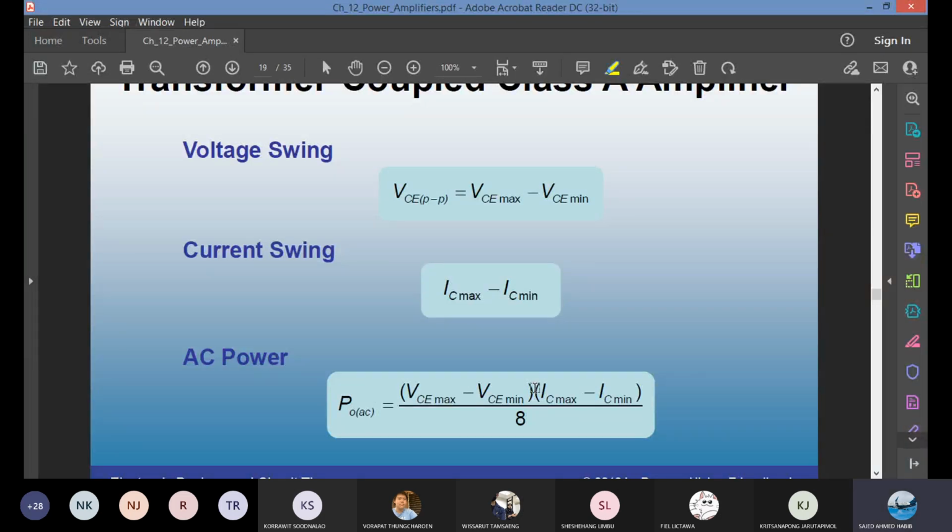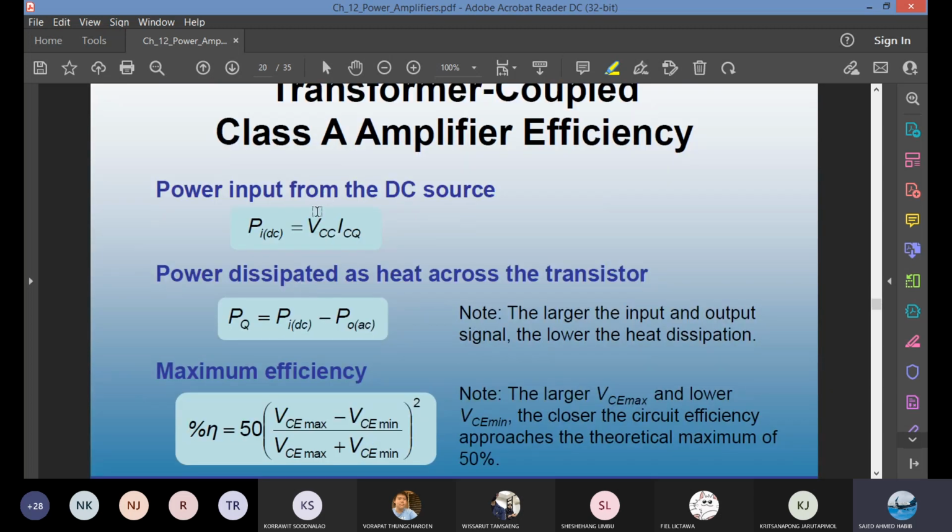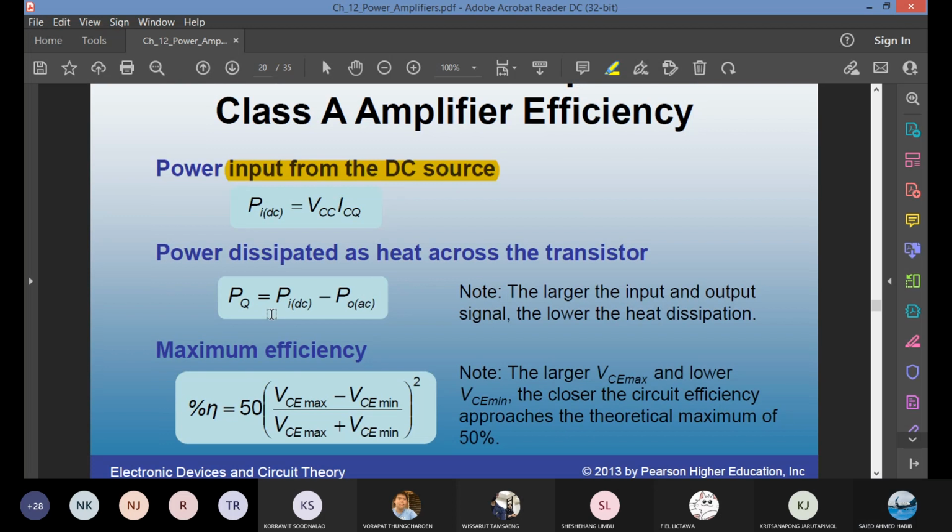What about the input power? Why is there no input power equation? The input power is the same. It comes from the DC source. So input power will always be VCC multiplied by ICQ, which we have to find from the load line. Here, VCC multiplied by ICQ is the input power, always from the DC source.